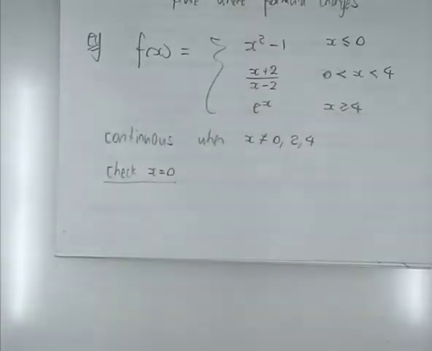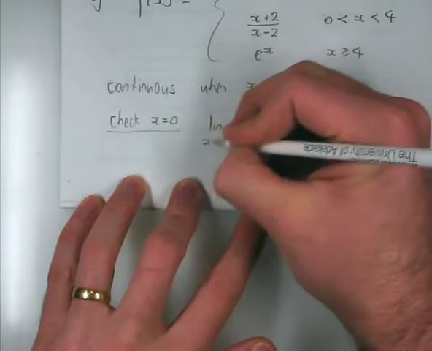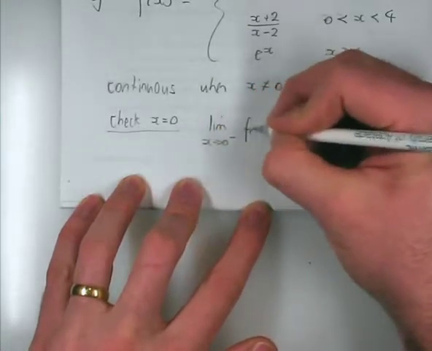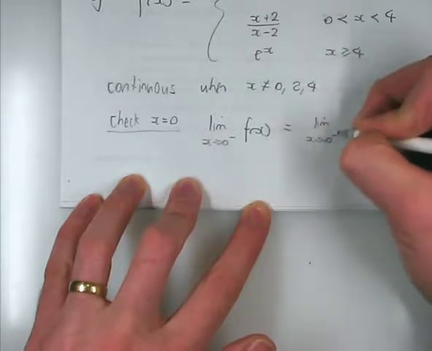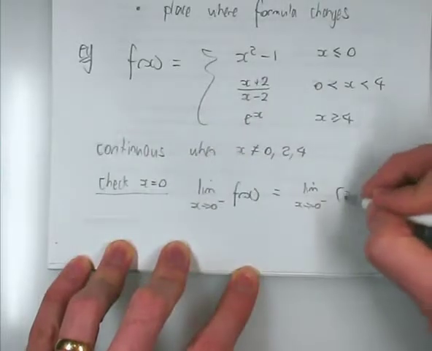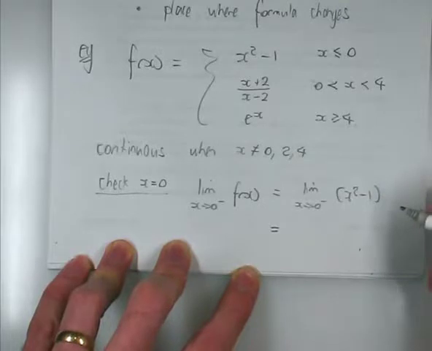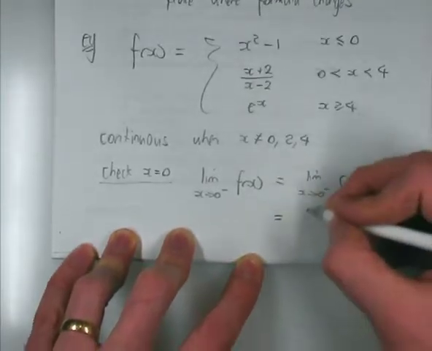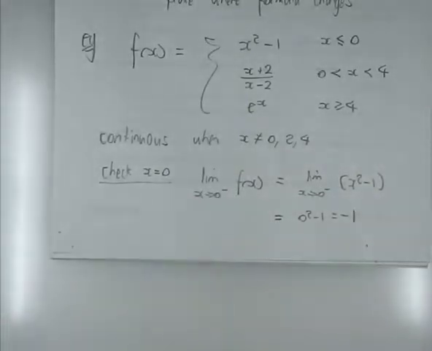So we'll check x equals 0. My list of things to do tells me that I should check the limits first. So the limit as x approaches 0 from below of f of x. When x is below 0, my function formula is x squared minus 1. And because it's a polynomial, I can just sub that in, which is minus 1.